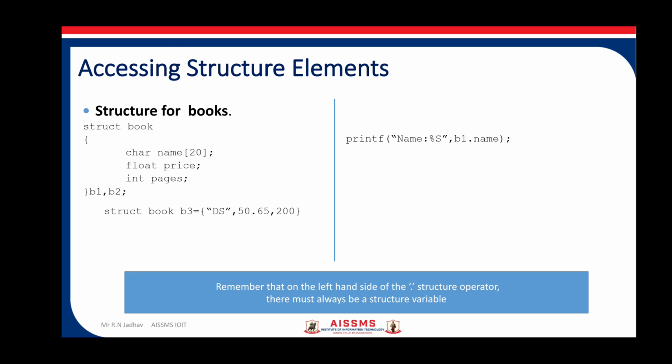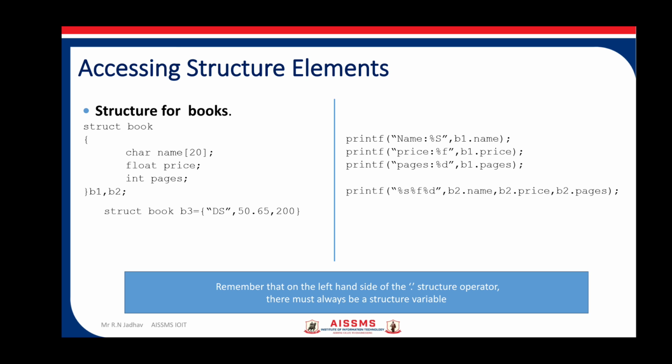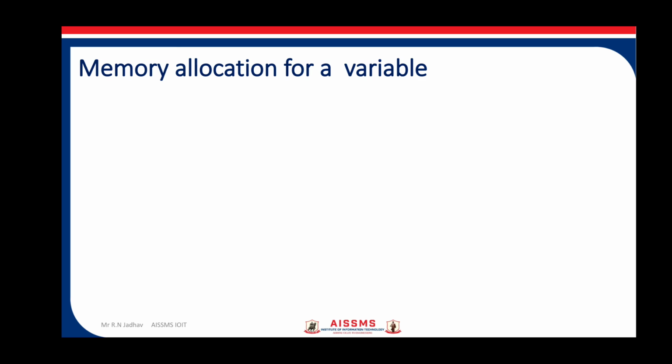So how do we print these values now? The same procedure, only instead of scanf you can use a printf statement, and you can use the appropriate format specifier. Like here, to print the name we require %s as a format specifier and b1 dot name, then b1 dot price and b1 dot pages. So it will print the values for book b1. Similarly, you can print it for b2. You can also print all the values in one single printf statement.